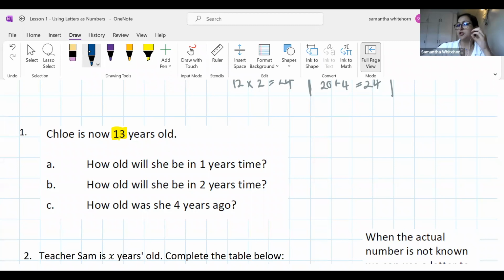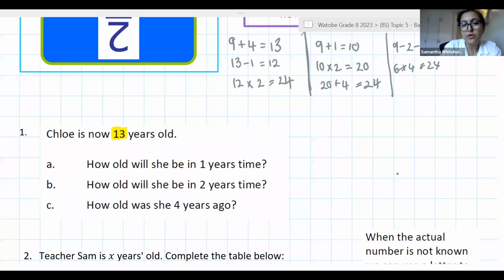It's not a trick question. Don't overthink it. She's 13 now. How old will she be in a year? Nice, guys. Okay. So we know that if she's currently 13 and we want a year's time, we would add 1. And so that gives us 14 years old.